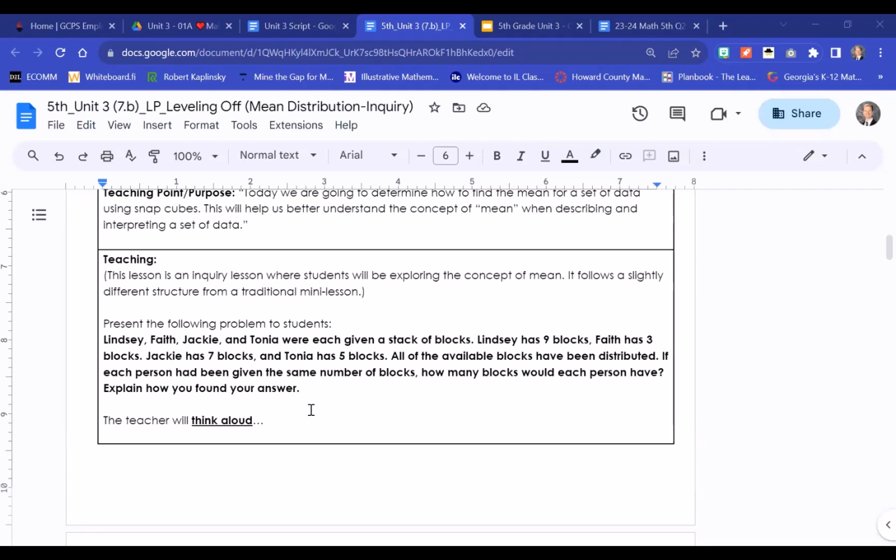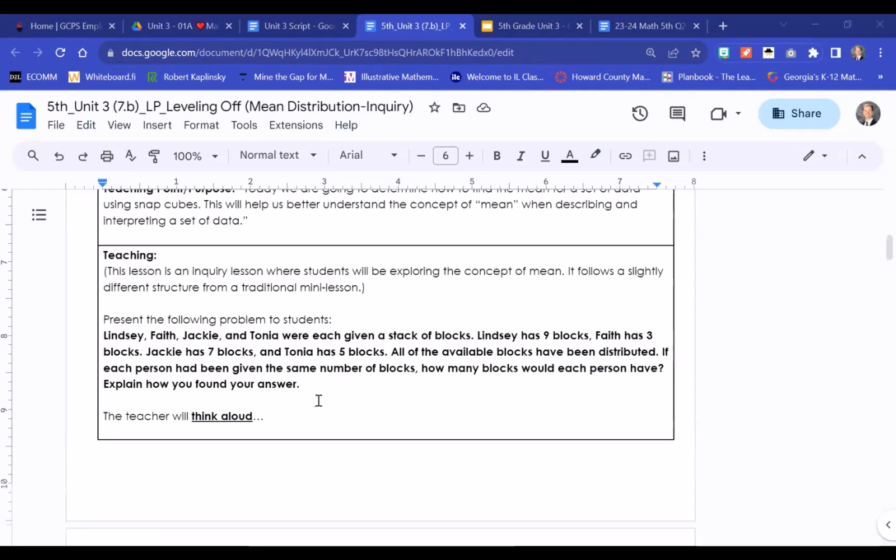So our role here is really not to provide that answer, but to get students to work collaboratively in groups to think about what could be done here to figure out, if all of the available blocks have been distributed and each person is given the same amount, how many could they have? What would we need to do to figure that out?